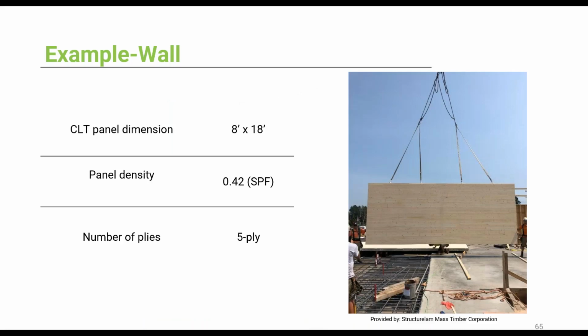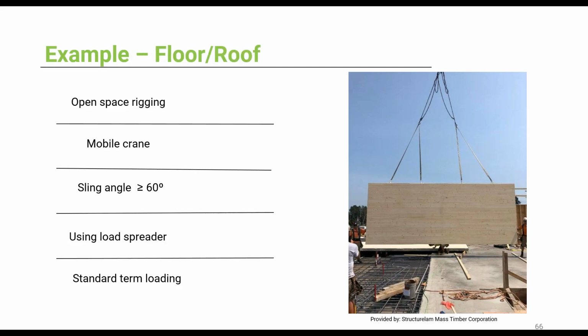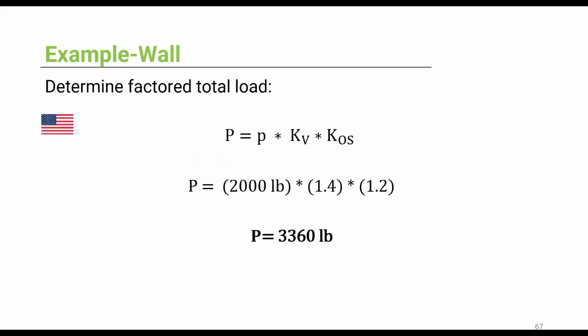So for our example here, the wall panel dimensions are 8 feet by 18 feet. It's again an SPF and 5-ply panel. And the site conditions are like before. We're in an open space using a mobile crane, and we know that our sling angle is at least 60 degrees. We're using load spreaders properly, and our rigging is less than 10 minutes. Using the same formulas as before, the factored total weight comes to be about 3,400 pounds.